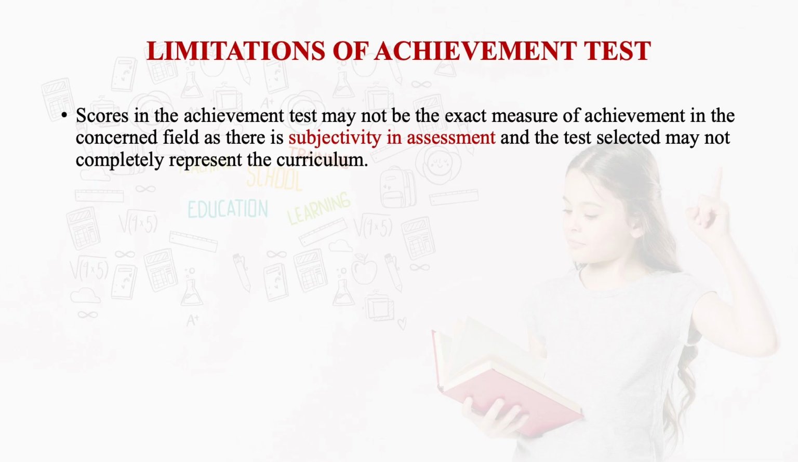Further, to go forward, these are certain limitations of the achievement test. Scores in the achievement test may not be the exact measure of achievement in the concerned field, as there is subjectivity in assessment. So friends, so far as assessment in science, education, social science and psychology is concerned, you will find that most assessments are subjective in nature. So that's also another important aspect: when you are preparing a tool, because of the subjectivity in the assessment, you cannot say that the score the learners are getting is the exact score.